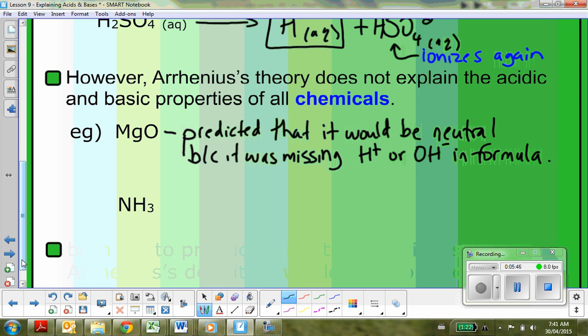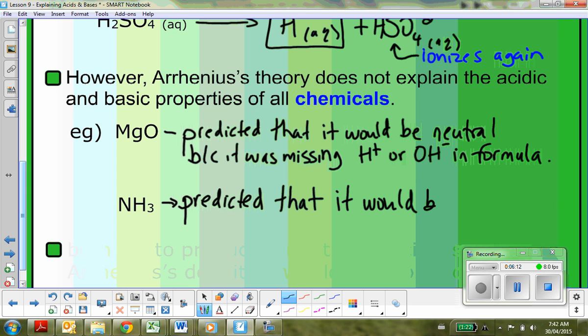And then same thing with your ammonia. He would have predicted, and be careful with ammonia. Remember, we have ammonia and we have ammonium. Both end up being basic, but ammonia is NH3, ammonium is a polyatomic ion, NH4 positive. Okay, so either way, he predicted that it would be an acid because of the H positive in the formula.